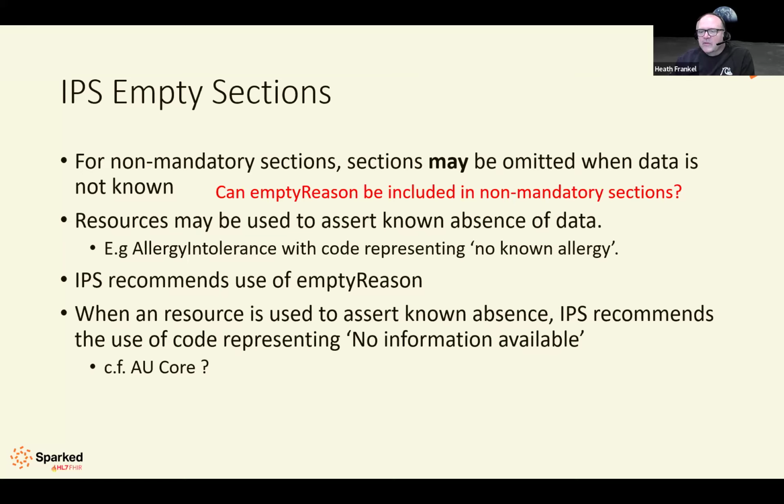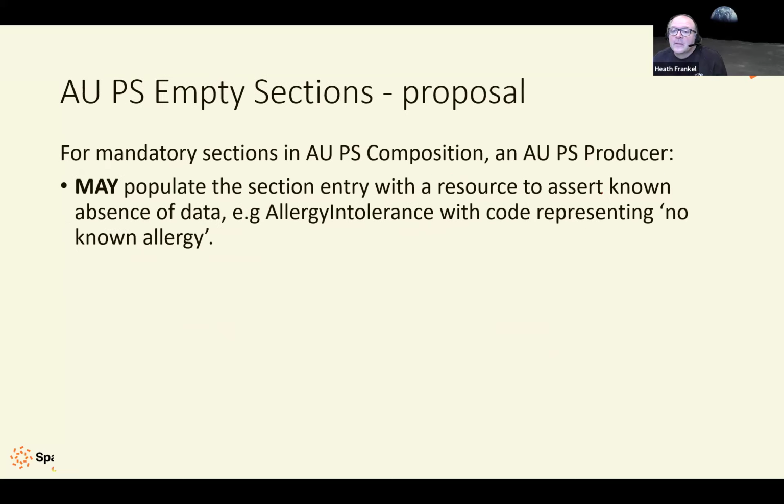And then it also says if you're actually using an entry, there's no information available. So basically what we're pointing out here is there's ambiguity in the IPS, and we would like to firm that up a little bit. I'm just going to lift and shift the content out of the IPS in there. That reads to me like they recommend using the SNOMED code for no known allergies.